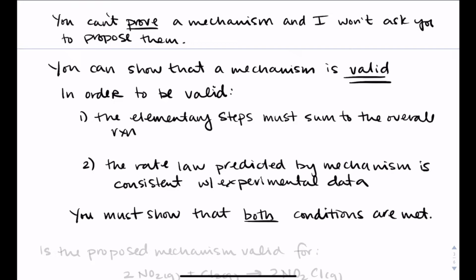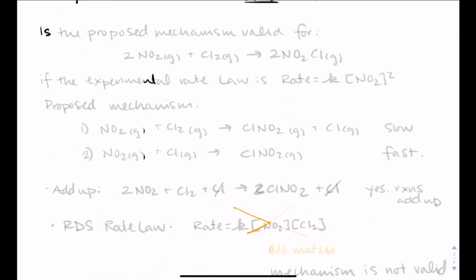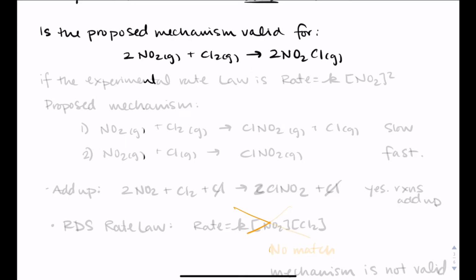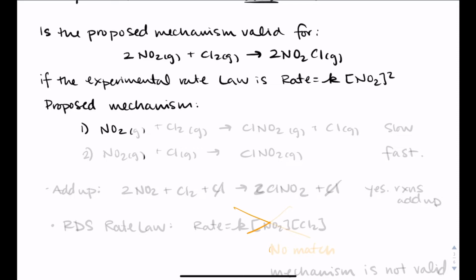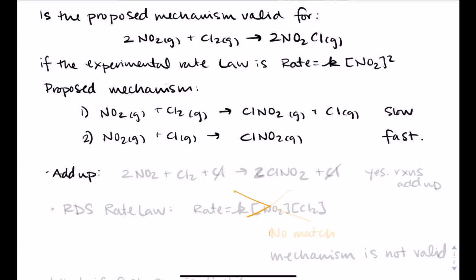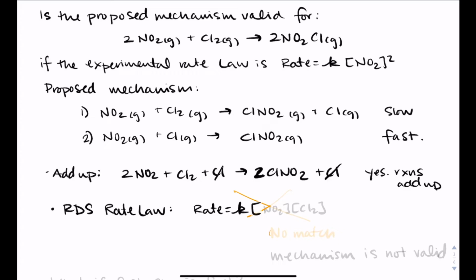So let's do this. We have our NO2Cl reaction, but the reverse of what we looked at in the collision model. We have the experimental rate law, which is that the rate is equal to k times NO2 squared. And we have a proposed mechanism. So two steps. The first step is slow, and the second step is fast. Let's see if this mechanism is valid. So the first thing that we check is that the steps add up to the overall reaction, and they do. The second step is that we see if the rate law determined by the rate determining step matches what we saw in the experiment. So from the rate determining step, which is step 1, my rate law would be that rate is equal to k times the concentration of NO2 times the concentration of Cl2. And this does not match the experimental data. So this mechanism is not valid.